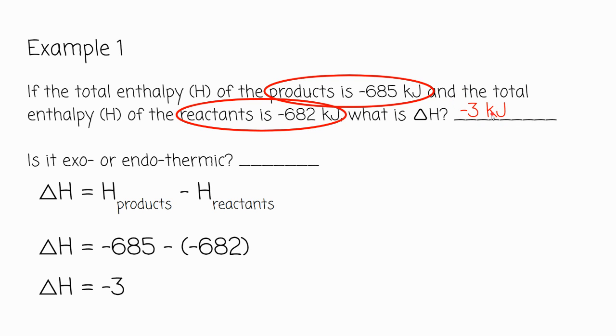Now it's asking, is it exothermic or endothermic? Well, look at your number. Do we have a positive number or do we have a negative number? In this case, we have a negative number. So that is going to be exo, okay, because it's negative. If this was a positive number, that one would be endo, okay.